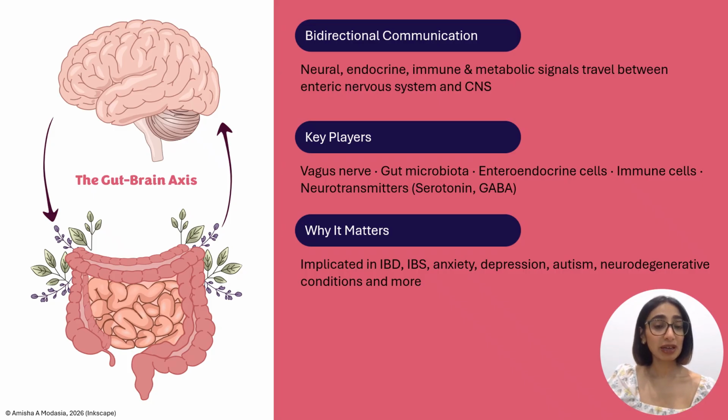Key molecular players include serotonin, of which around 90% is actually produced in the gut, as well as GABA and a range of cytokines. And why does this matter clinically? Well, dysfunction of the gut-brain axis has been implicated in conditions as varied as inflammatory bowel disease, irritable bowel syndrome, anxiety, depression, and cognitive disorders. And developing good models to study it is genuinely important for both basic science and drug discovery.